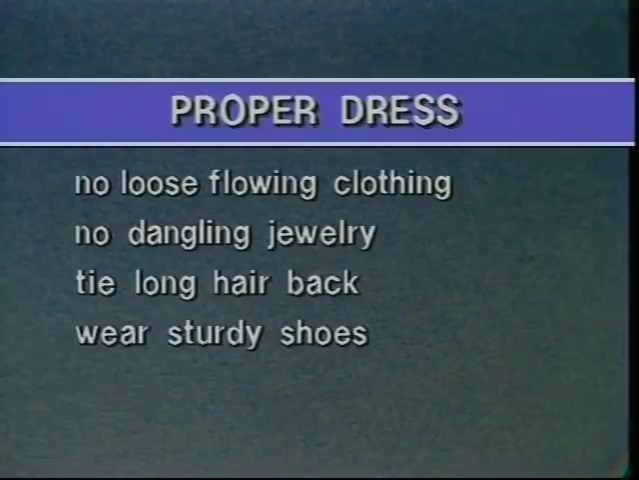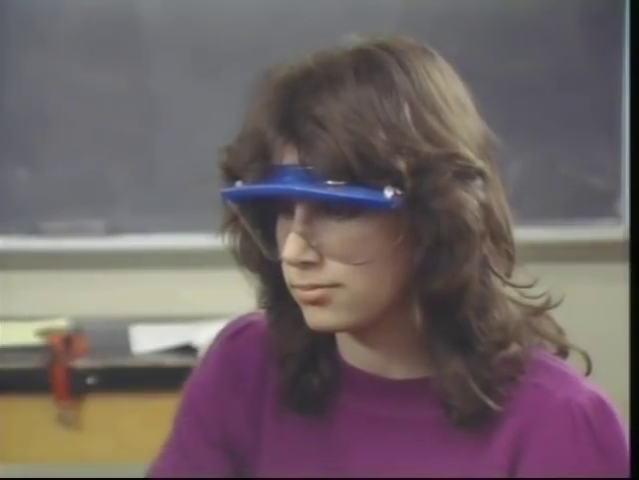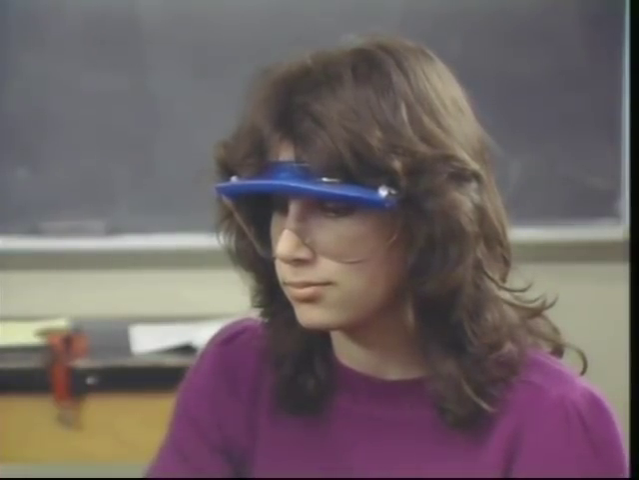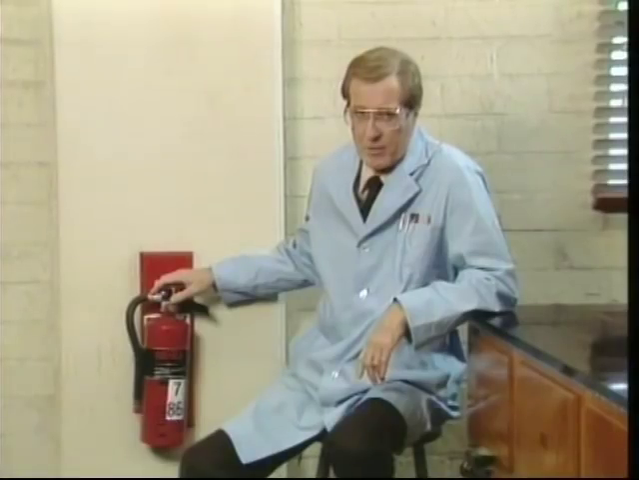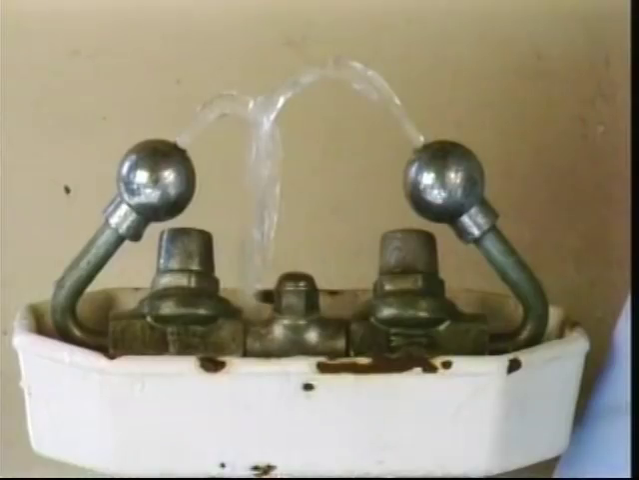You must develop safety consciousness. Think prevention first. Before you come to school, remember to dress appropriately for lab. No loose clothing, tie your hair back, and no sandals or bare feet. Protect your eyes at all times. Wear your safety glasses or goggles whenever you're in the lab. And don't wear contact lenses in the lab. Find the exits in case you need to get out of the lab in a hurry. Locate the fire extinguisher, the safety shower, and the eye wash.